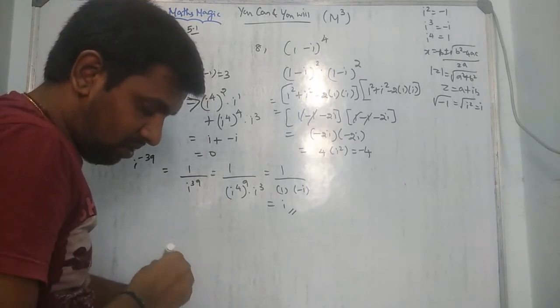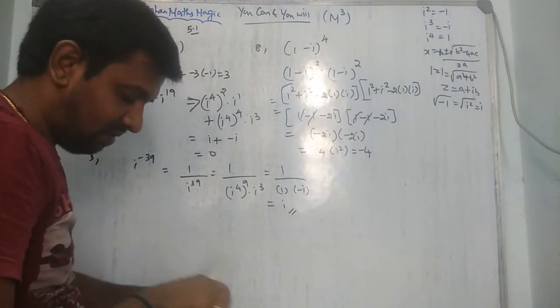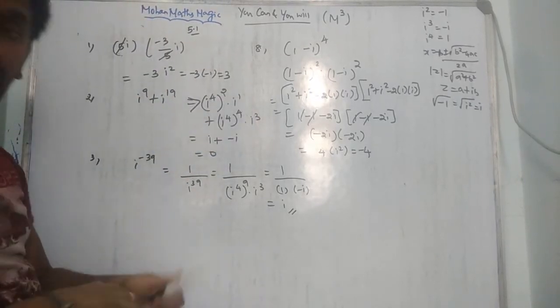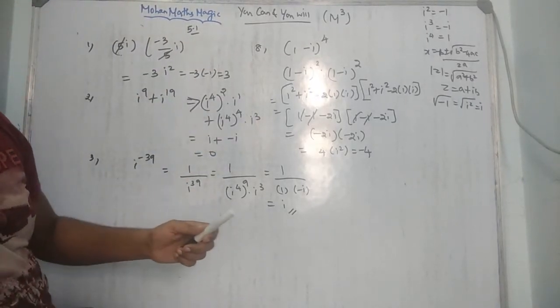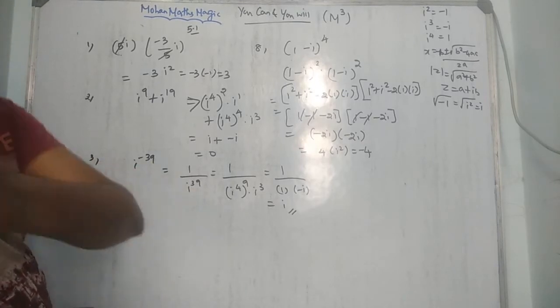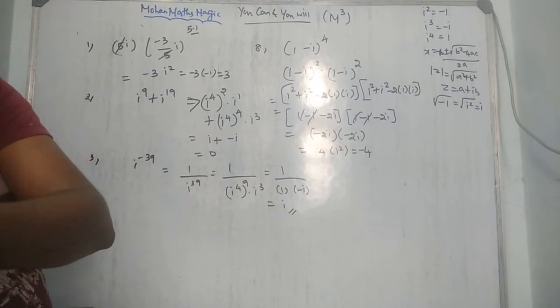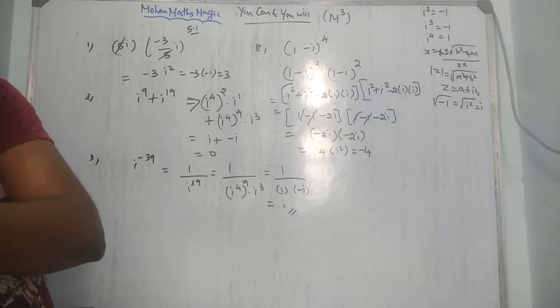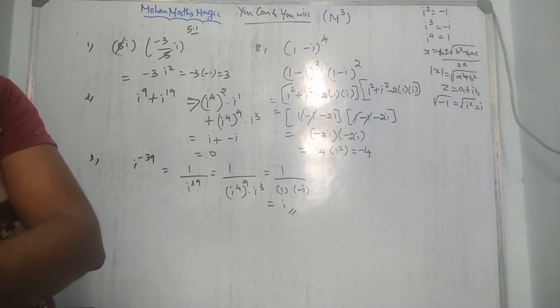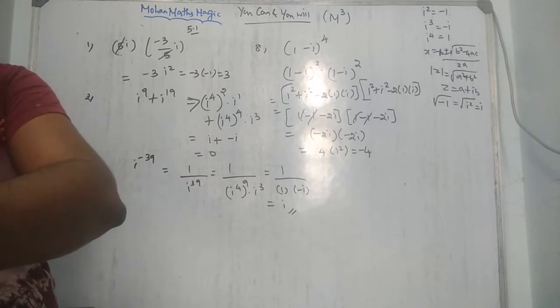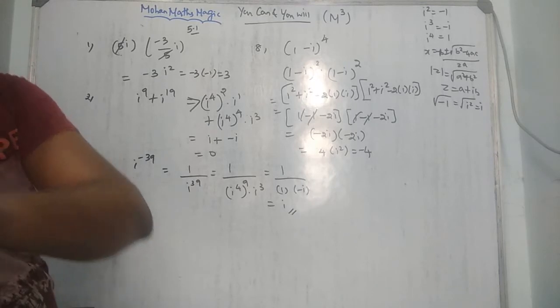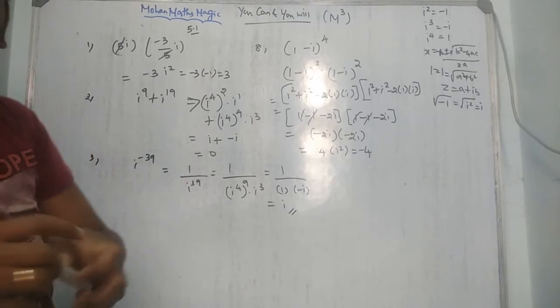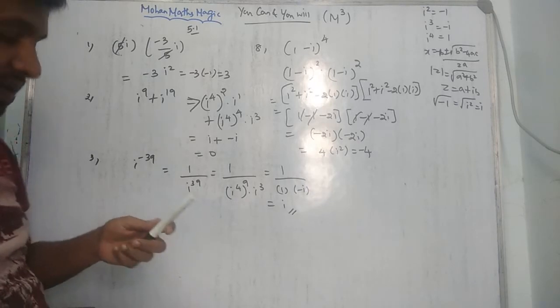Next, (a plus b) whole cube. So I'll get multiplicative inverse. So question number 11, I will move on. Question number 11, find the multiplicative inverse of 4 minus 3i. So multiplicative inverse, as I said earlier, you have to find out the multiplicative inverse now.